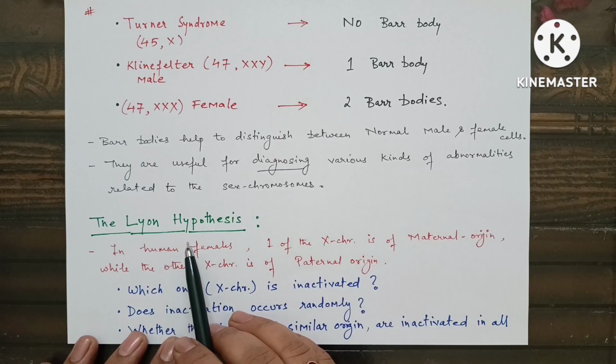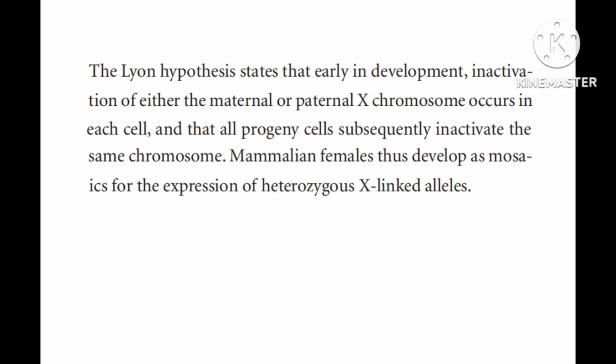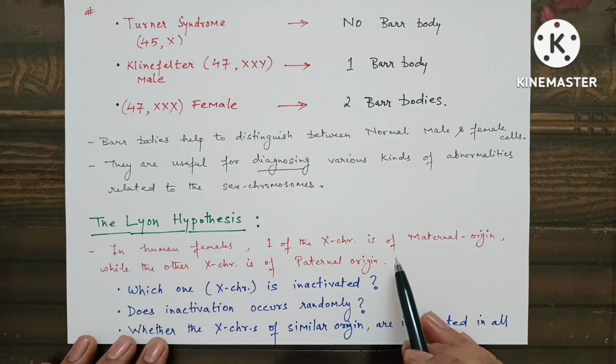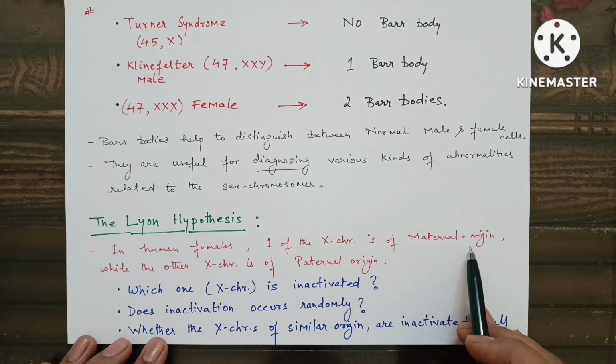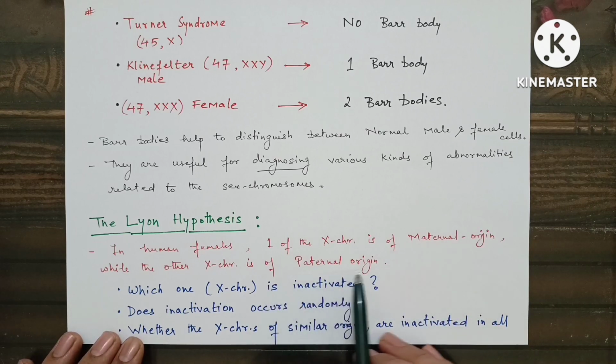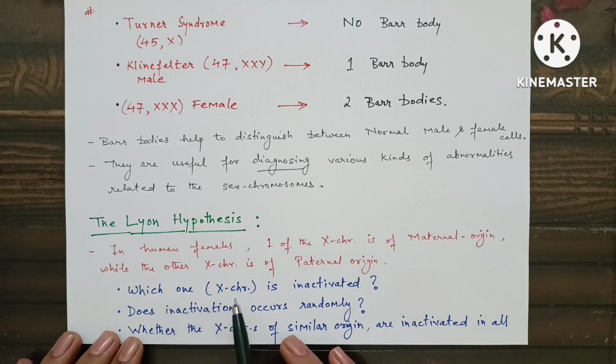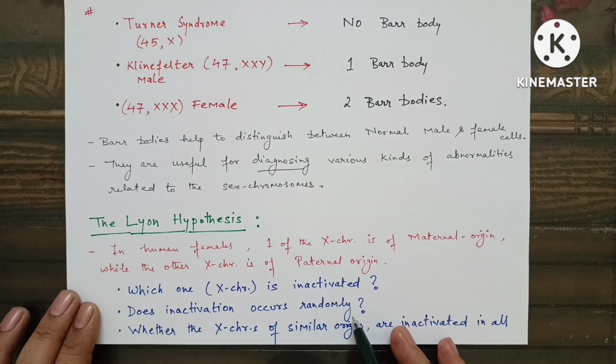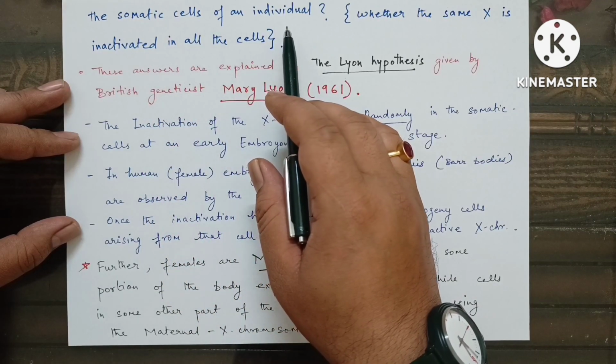The Lyon hypothesis. In human females, one of the X chromosomes is of maternal origin, while the other is of paternal origin. Now the question arises: which one of the X chromosomes is inactivated? Does this inactivation occur randomly? And whether the X chromosomes of similar origin are inactivated in all the somatic cells of an individual.